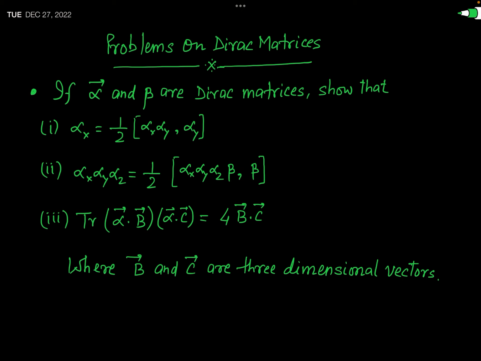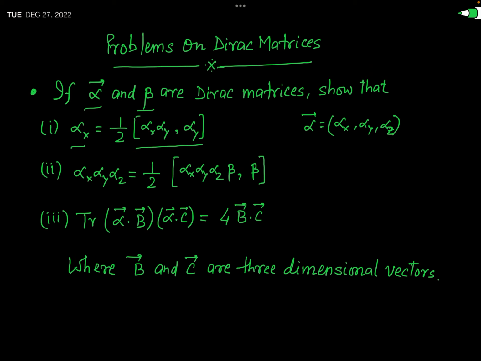Okay, so let us take this illustrative example. The problem says that alpha and beta are Dirac matrices. When you say alpha, it means alpha has three components: alpha x, alpha y, and alpha z. So these are the three Dirac matrices, and the fourth one is beta. In that condition, the first problem is we have to show that alpha x equals 1 over 2 commutator of alpha x with alpha y. This square bracket represents the commutator.